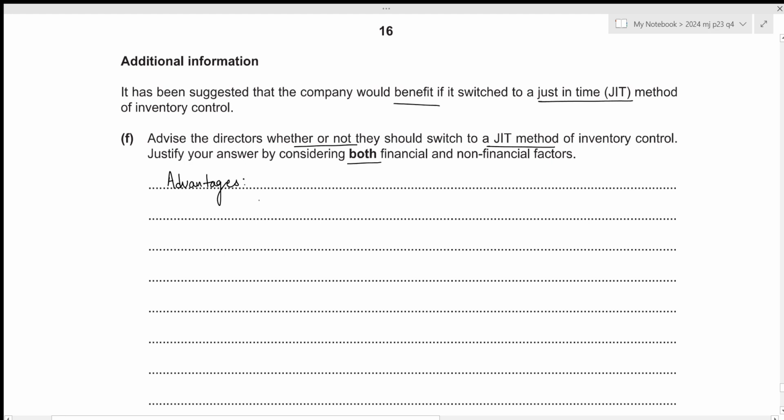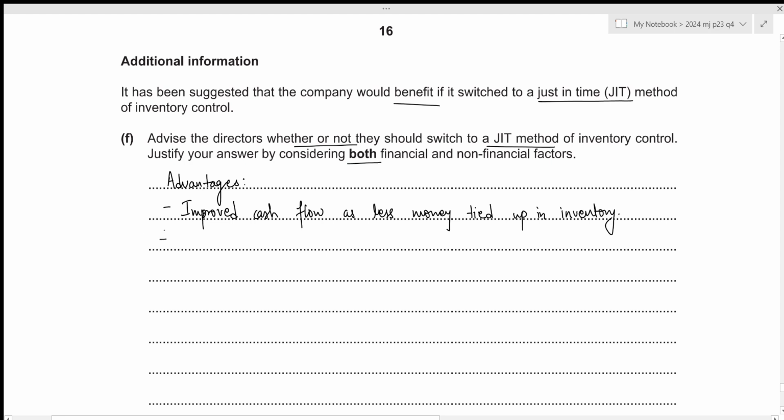The very first advantage of using JIT method of inventory control is that it will improve cash flow because less money will be tied up in inventory, because we will only purchase inventory at the time of need. We will not store it so that the money will not get tied up into inventory. Let's write it down. Improved cash flow as less money tied up in inventory.